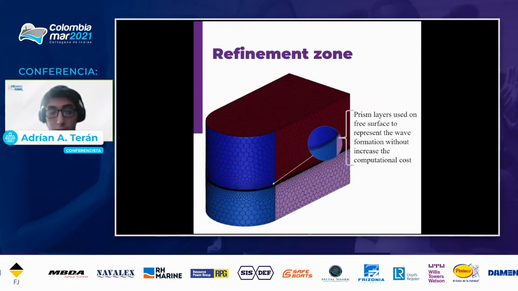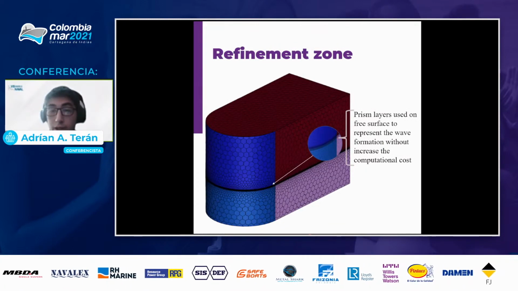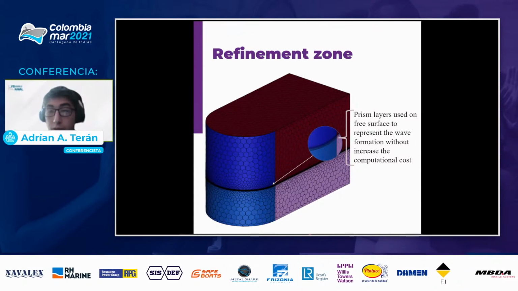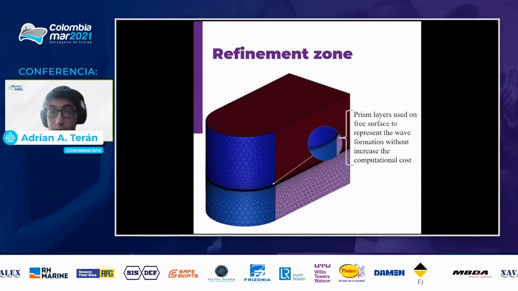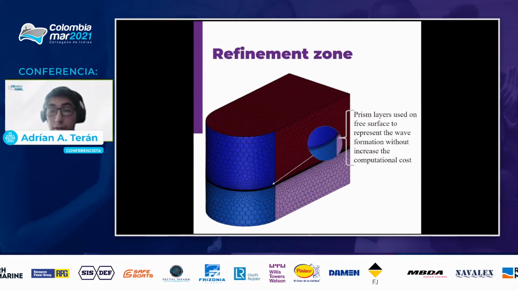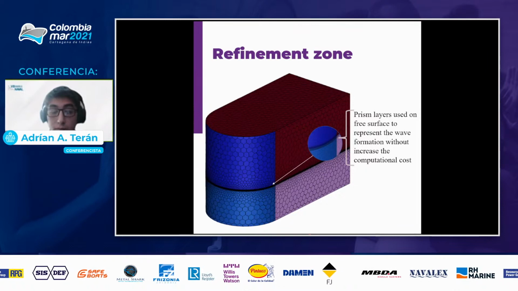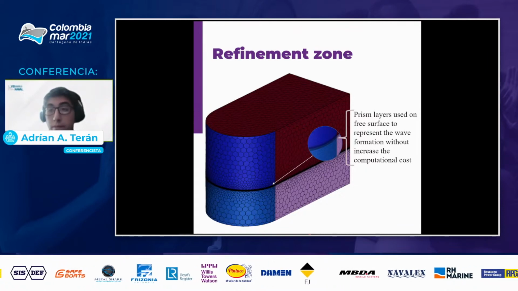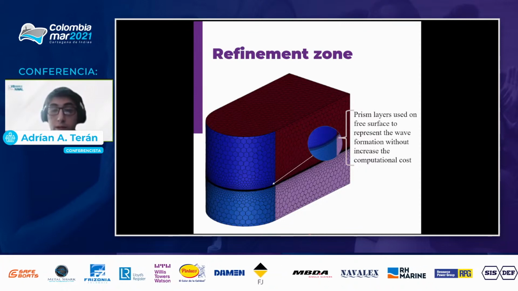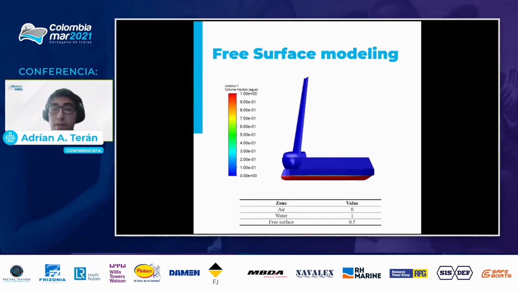Okay, I am going to explain some of the refinement zones, which is the air-water interface with different prism elements that capture, as we will see in some pictures, the surface of the air-water interface without increasing the computational cost too much, because the number of finite elements is not very high when we are using this type of elements.